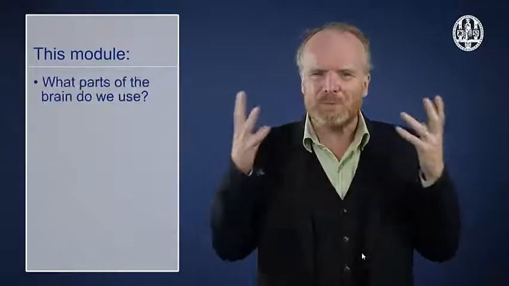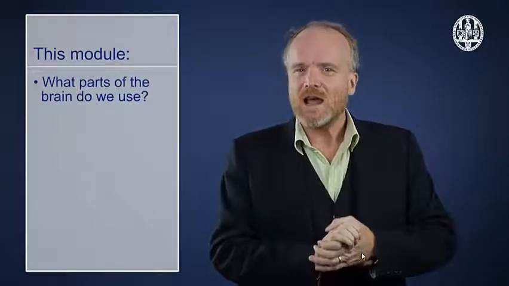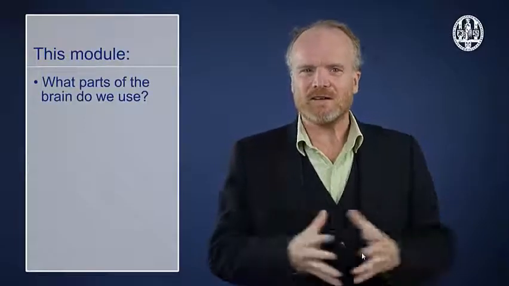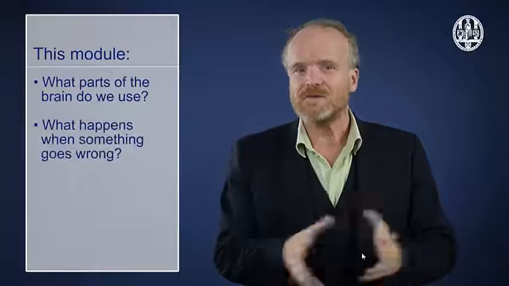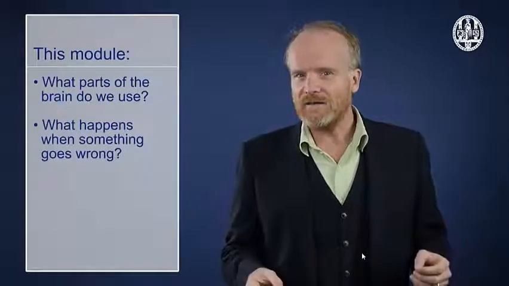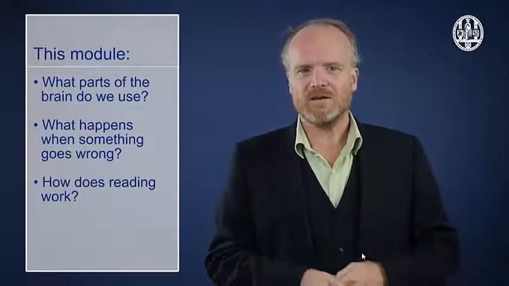Which are the parts of the brain which enable this? And how do these parts work together? What happens if something goes wrong? And how does reading work?